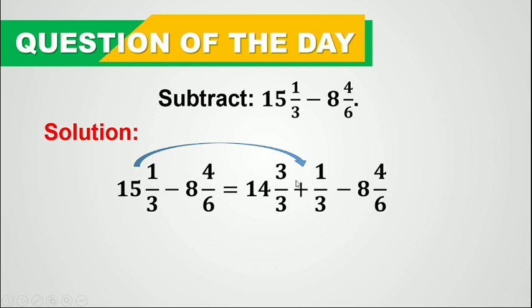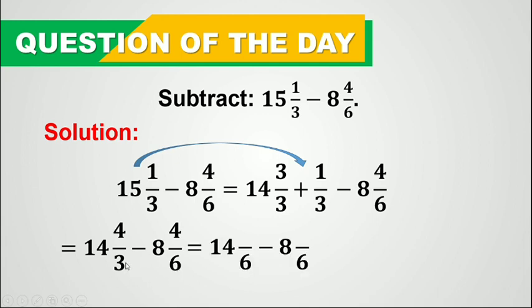And then let's simplify this one. So 14 and 3/3 plus 1/3, that's 14 and 4/3. So 14, copy 3 plus 1, 4, and then copy the common denominator 3 minus 8 and 4/6. So since they are still dissimilar fractions, we're gonna convert these two into similar fractions. So copy 14. The LCD of 3 and 6 is 6, right? Because 6 is both divisible by 6 and also 3. So 6 divided by 3, that's 2 times 4, that's 8. And then 6 divided by 6, that's 1 times 4, that's 4.